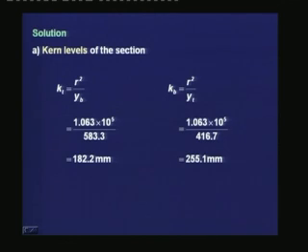Now we have all the variables to calculate the Kern levels of the section. KT is equal to R square by YB. We have substituted the values and we have got KT equal to 182.2 millimeters. KB is equal to R square by YT. After substituting, we get 255.1 millimeters.